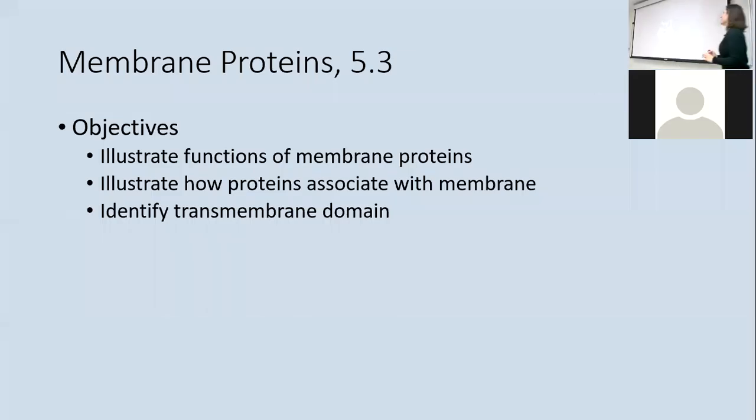Proteins that are embedded in the membrane, or sitting on the membrane: peripheral, and transmembrane or integral proteins. So we're going to talk about some different kinds of proteins, and how they actually stay attached to or inside the membrane. And talk a bit about the transmembrane domain. All right, so that's section 1.